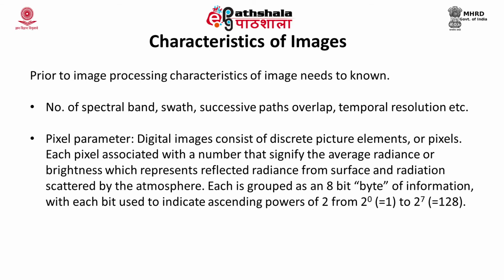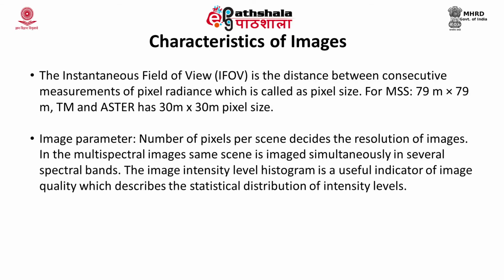The instantaneous field of view, IFOV, is the distance between consecutive measurements of pixel radiance, which is also called pixel size. For example, if you look at the Landsat MS, the pixel size is 79 meter by 79 meter, but in the case of TM and ASTER, it has 30 meter by 30 meter pixel size, and for some bands you have even 15 meter by 15 meter pixel size.